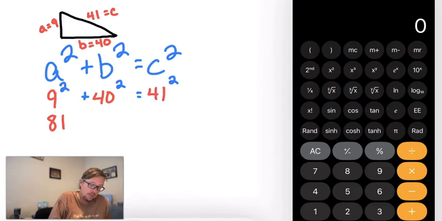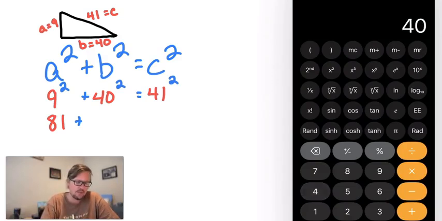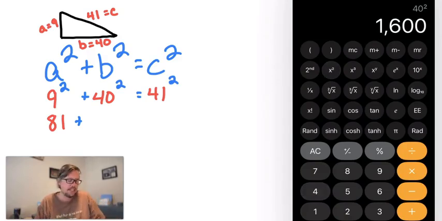You probably don't know what 40 squared and 41 squared are. Those are not squares that you probably know off the top of your head. 40 squared is not difficult though. You just do 4 squared and add a couple of zeros, but it's fine to use the calculator for 40 squared, which is going to give us 1600.